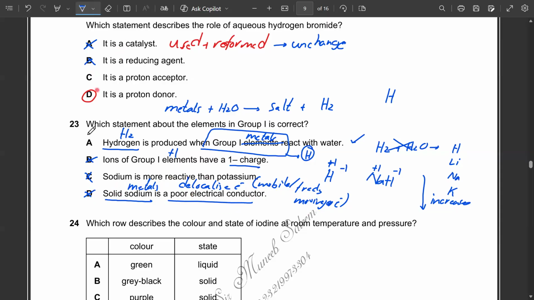So we now come back to option A, which, because of the poorly structured question, is still considered to be correct if you consider that most of the elements in group 1 are metals. So A is the correct option.